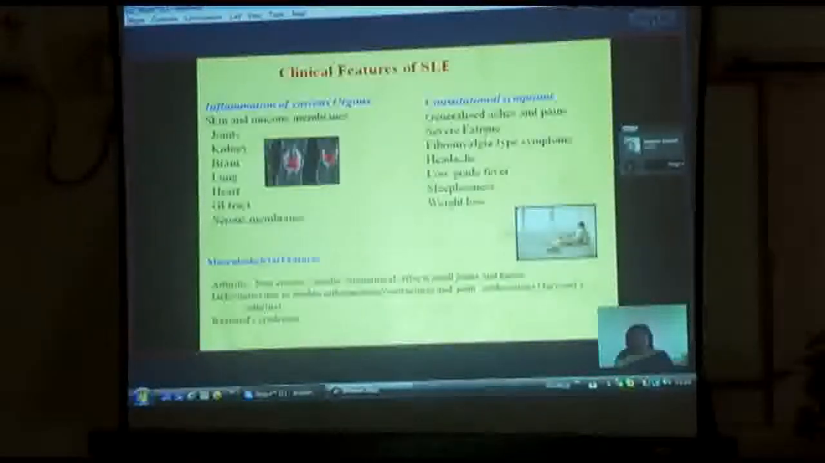Clinical features are mainly due to inflammation of various organs. Skin and mucous membrane involvement and joint involvement is fairly common, with other major organ involvement seen less commonly. They can also present with constitutional symptoms such as severe fatigue, headaches, and weight loss. Arthritis is usually non-erosive, usually symmetrical and affecting small joints of the hands. Deformities here are due to tendon inflammation and contractures. Occasionally joint subluxations are also seen, and they may present with Raynaud's.